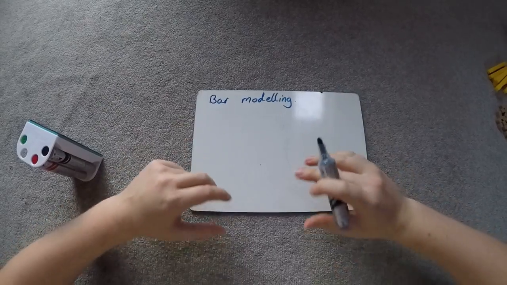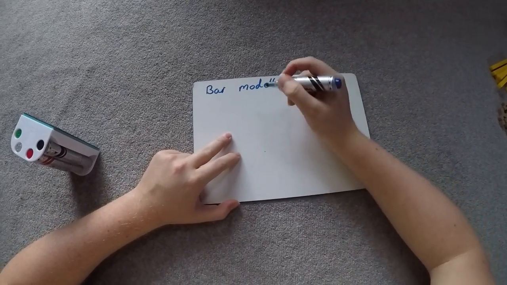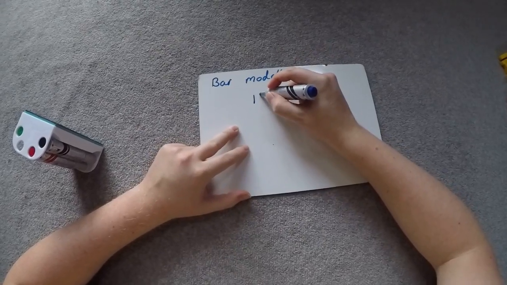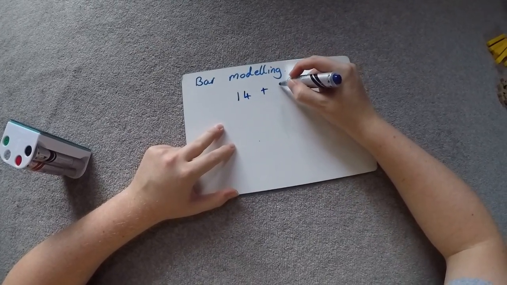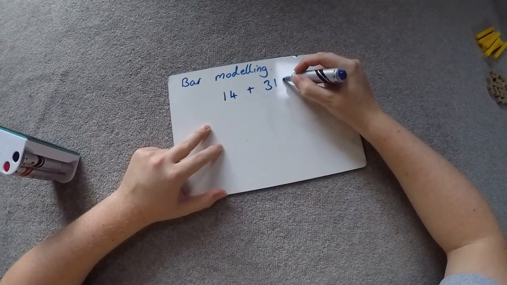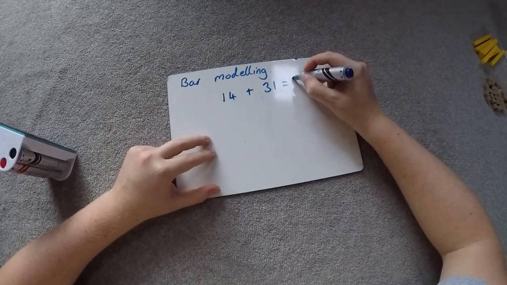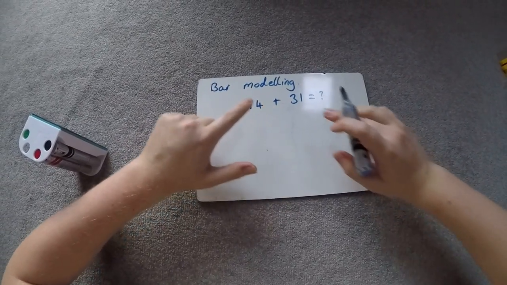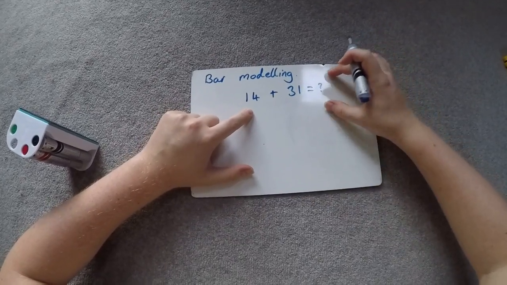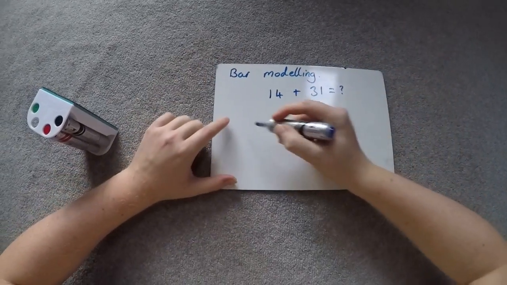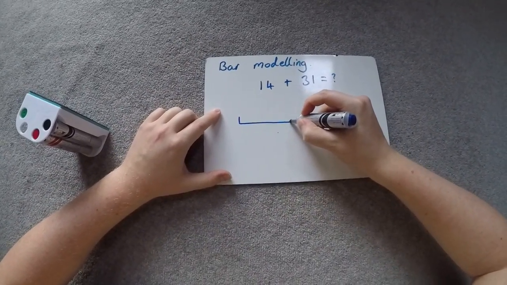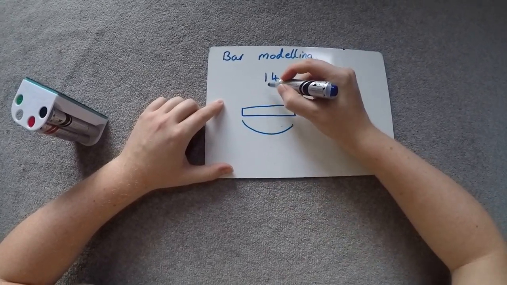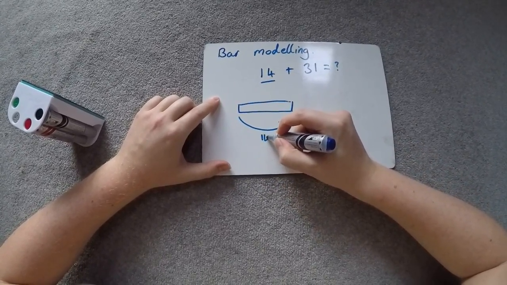Okay, so bar modelling, I'm going to start by doing our addition through bar modelling. So I'm going to take a problem like 14 plus 31 equals whatever it is that we're trying to equal. Now, when we're adding, we're remembering that we're working with the parts and we're trying to find the whole. So we can draw that as two bars. Okay, we can think of, right, we've got one bar, which we know is 14.